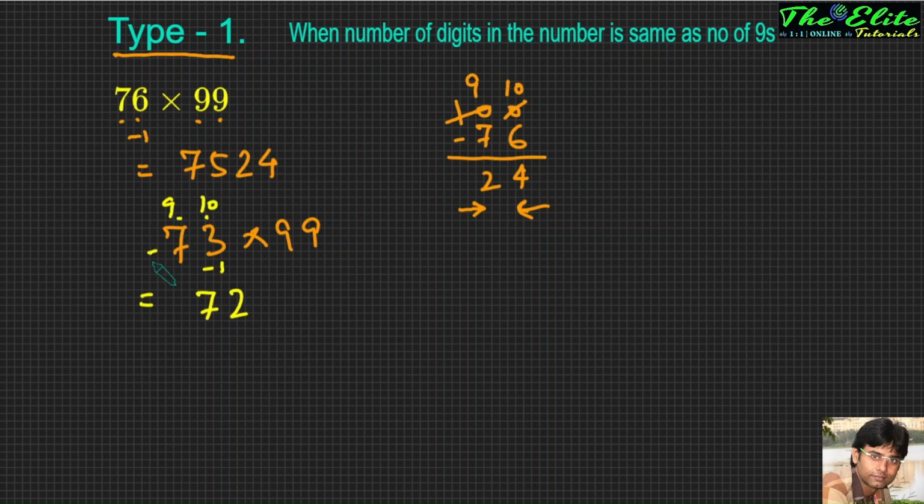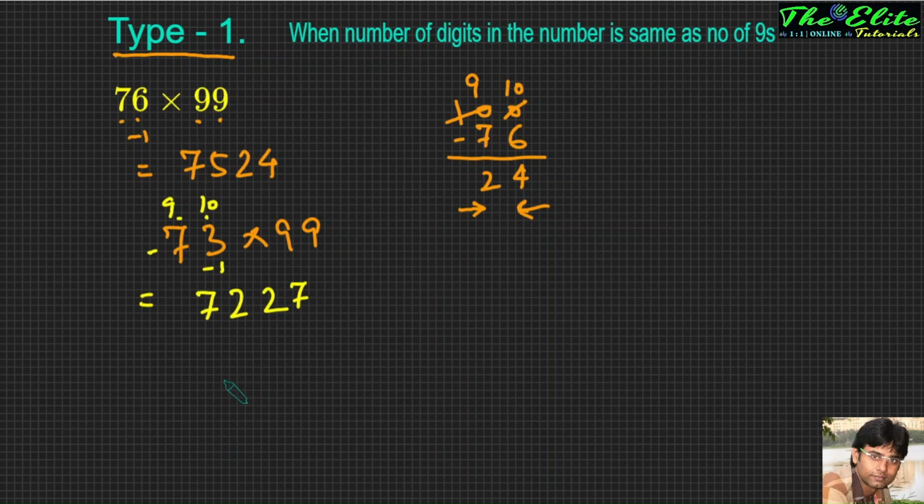Now you see that you are subtracting 7 from 9, so it will give you 2. And from here, if you subtract 3 from 10, it will give you 7. So 7,227 will be the answer to this question. Likewise, you have to do everything in your mind. No need to write things like 9, 10, minus 1 on the question paper. Just see the number, calculate in your mind and write the answer. That should be the case.